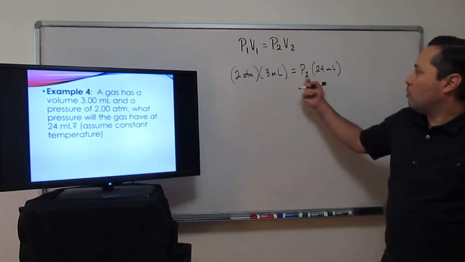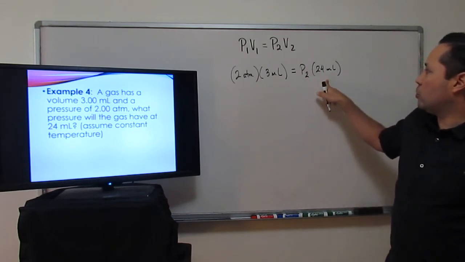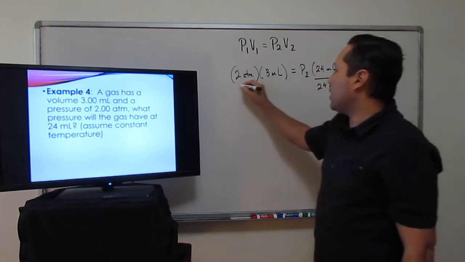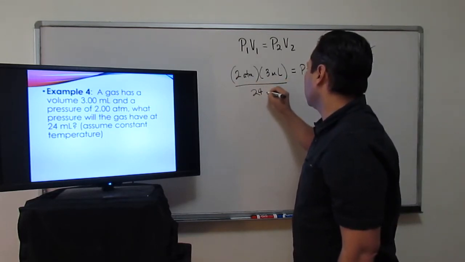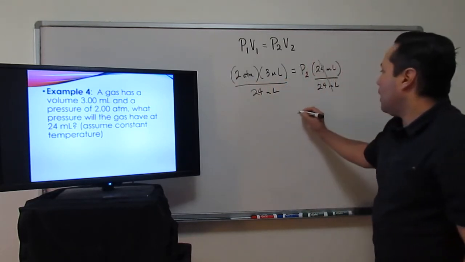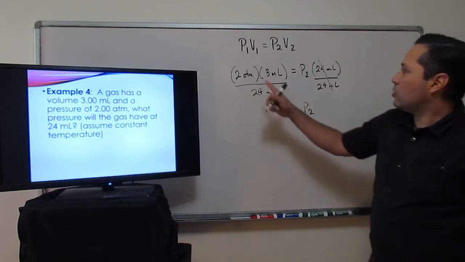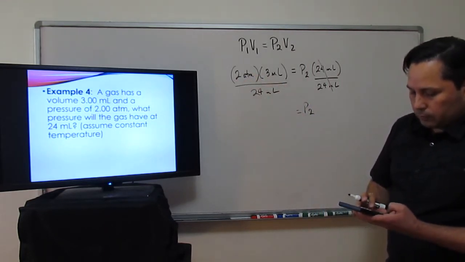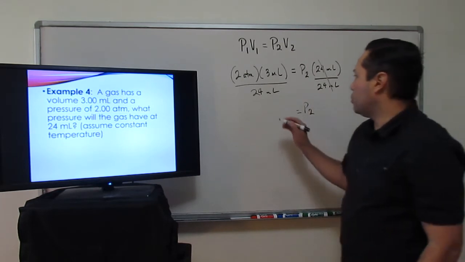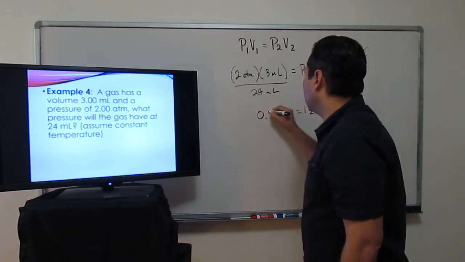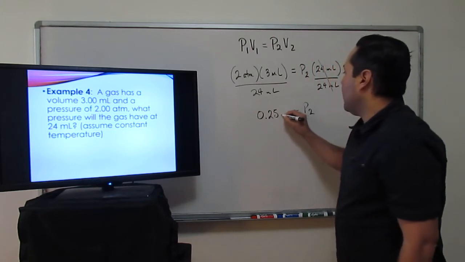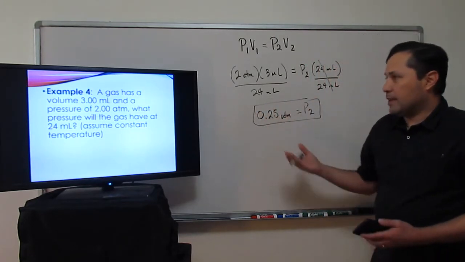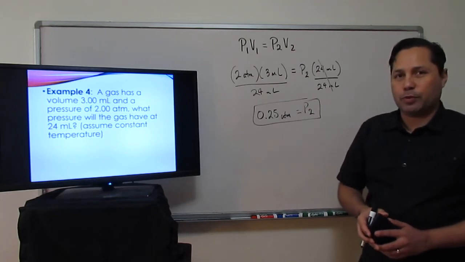Alright, so I want to isolate P2, so I'm going to get rid of the 24, so I'm going to divide by 24 milliliters on both sides. Isolating the P2, so it's going to be 2 times 3 divided by 24. So it's going to give us 0.25 atm. And that takes care of example number 4.